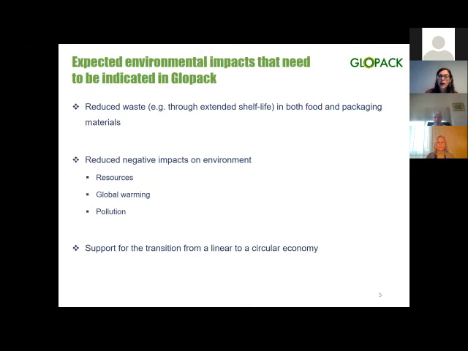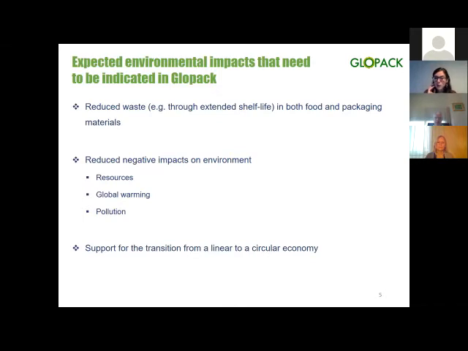So how to measure the environmental sustainability. There were some expected impacts mentioned in the GLOPACK project, things that should be measured in this project or during our analysis. First of all, we hope that the packaging material can reduce waste in both food and packaging materials.